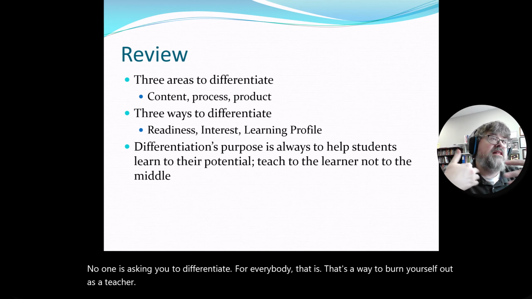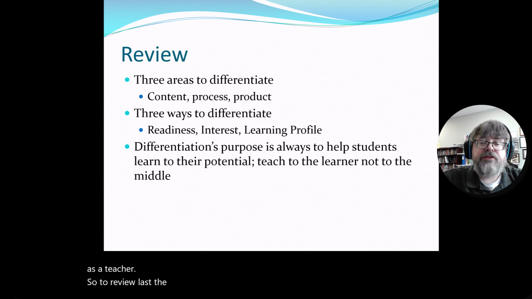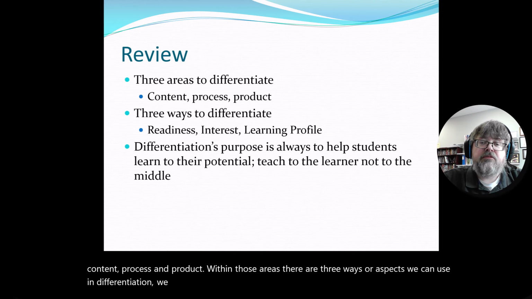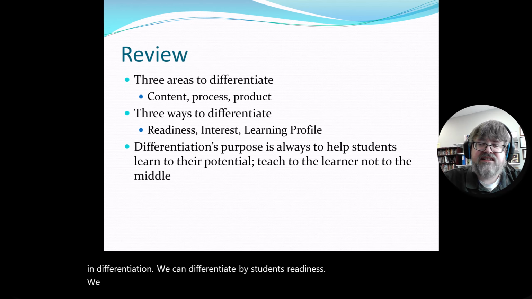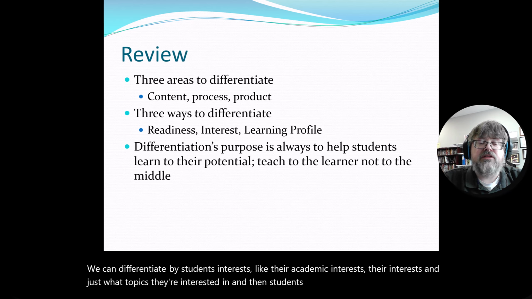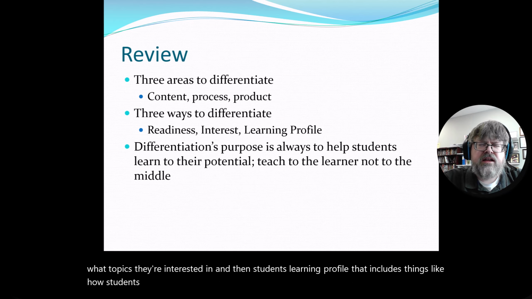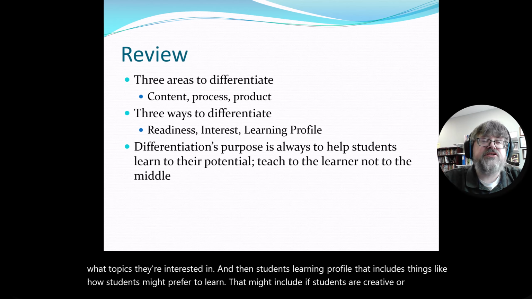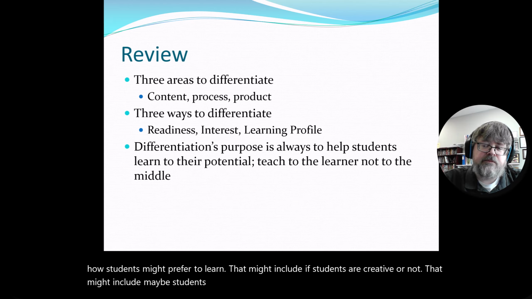So to review, for this part one, there are three core areas we can differentiate: content, process, and product. Within those areas, there are three aspects we can use in differentiation. We can differentiate by students' readiness. We can differentiate by students' interests, like their academic interests, just what topics they're interested in. And then students' learning profile. That includes things like how students might prefer to learn. That might include if students are creative or not. That might include maybe students' multiple intelligences and things like that.